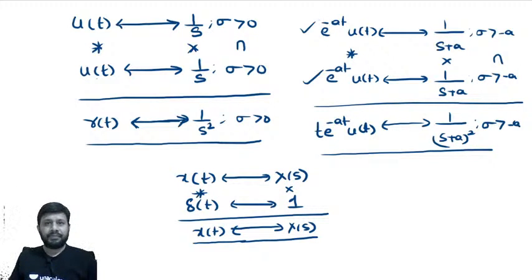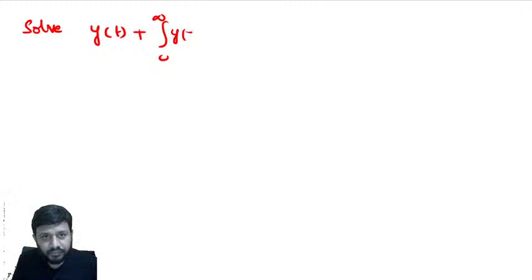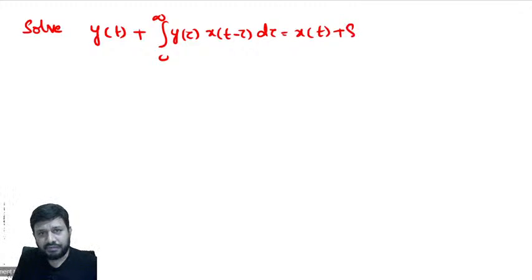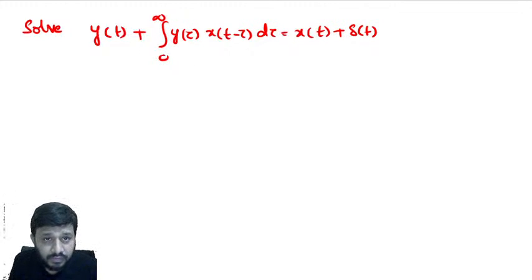Right? A previous question was given like this: solve y of t plus integral 0 to infinity y of tau x of t minus tau d tau is equal to x of t plus del of t. Now we have to solve this, how to solve this one?